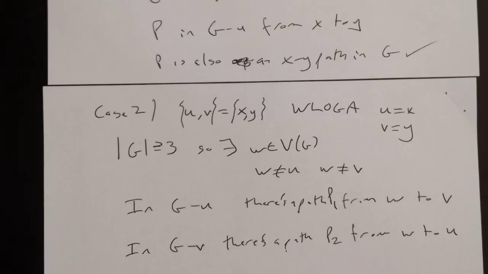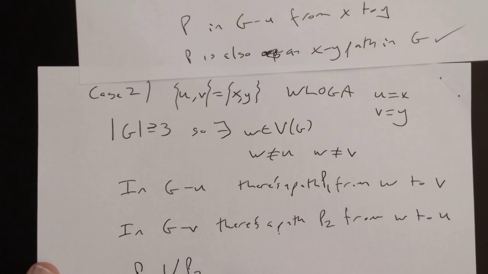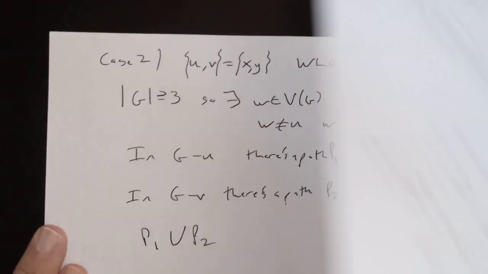I will create a walk, but if I have a walk, then I have a path, right? Because if I have a walk, I can eliminate all the loops and all the extra bits, and I will eventually get a path. If I take P1 union P2, I get a walk.